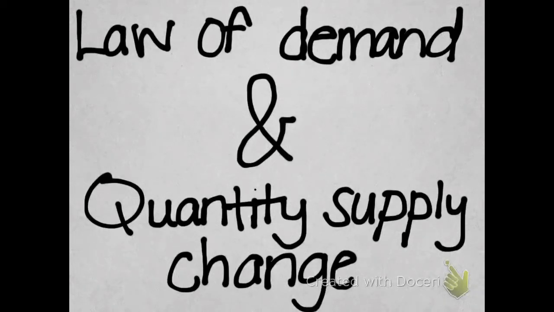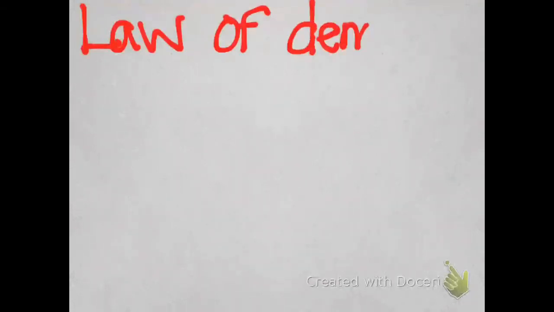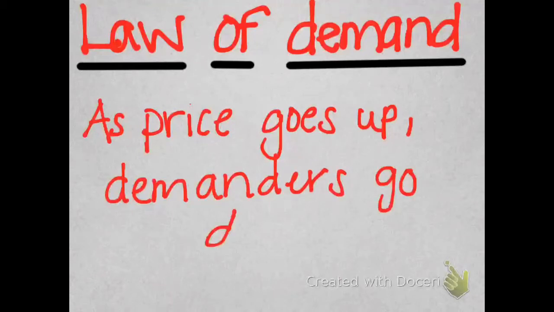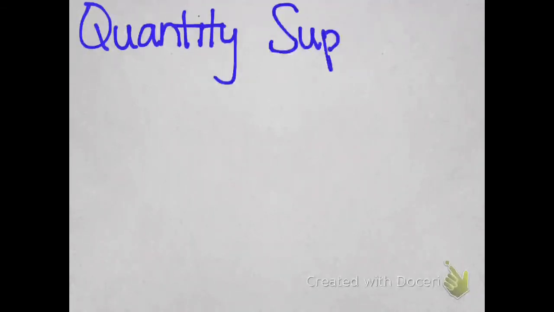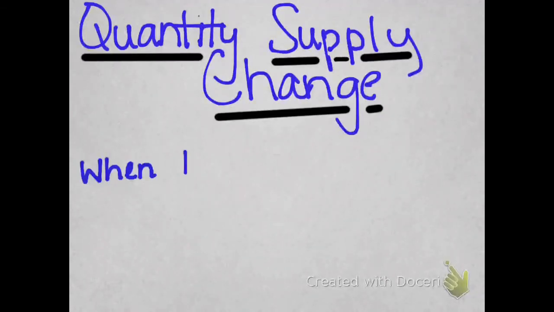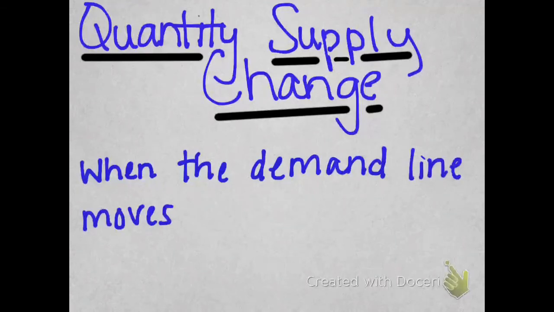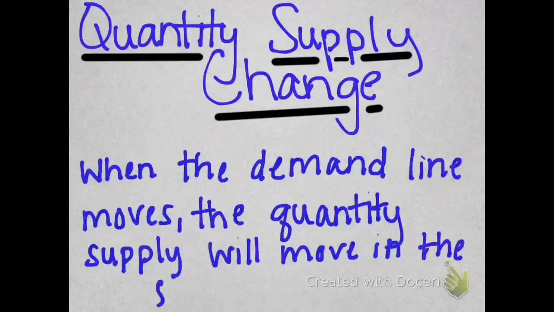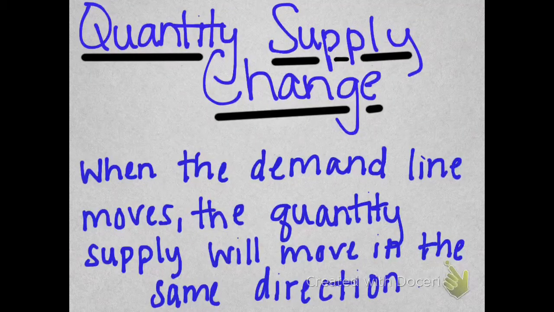This video will be explaining the law of demand and quantity supply change. The law of demand is as follows. As price goes up, demanders will go down. And it works in the same way as price goes down, demanders will go up. The next thing that we will talk about is the quantity supply change. When the demand line moves, the quantity supply will move in the same direction. A quantity supply can be shown in a graph when there are 2 points on a supply line.